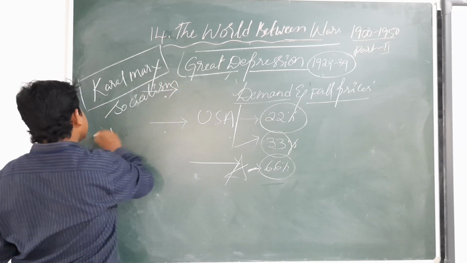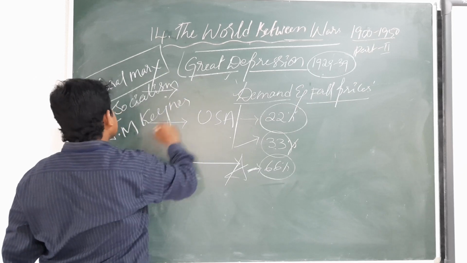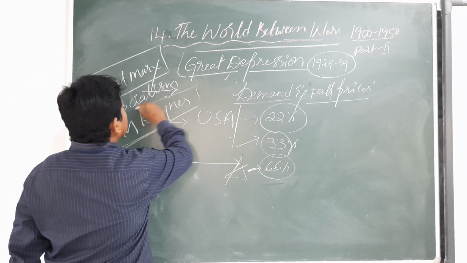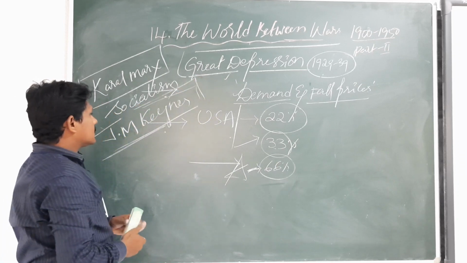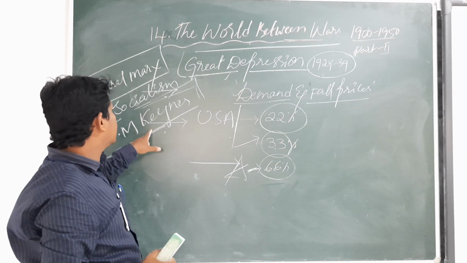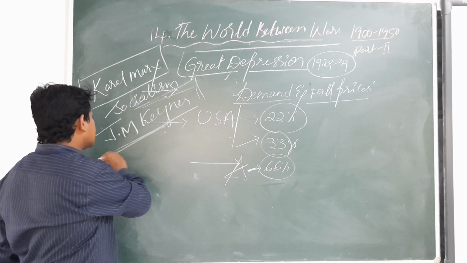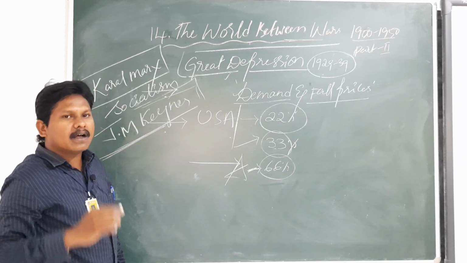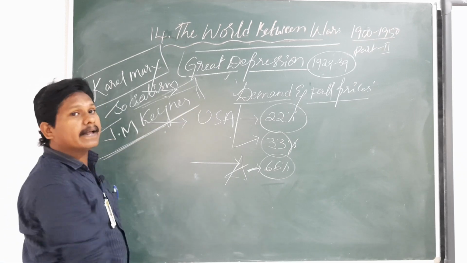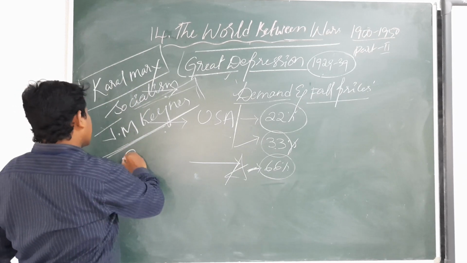Another one is J.M. Keynes. J.M. Keynes suggested that the government should play a crucial role in this crisis time. At the same time, he gave another suggestion: invest funds in people and generate employment also.